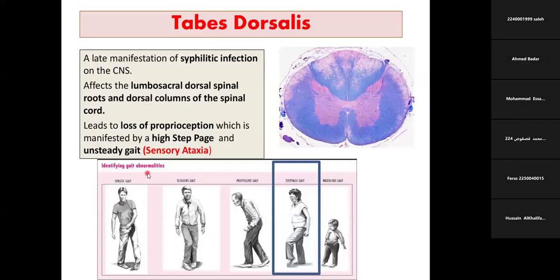They have different types of gait abnormalities. This is one type of abnormality in walking, spastic gait. This is the second type, where both knees come together, scissor gait. This is the third type, where the person is falling forward, propulsive gait. This person is moving with steps up and down. This is called steppage gait. That is why they wrote steppage here, high steppage. And this is called waddling gait. So these are different types of disorders.